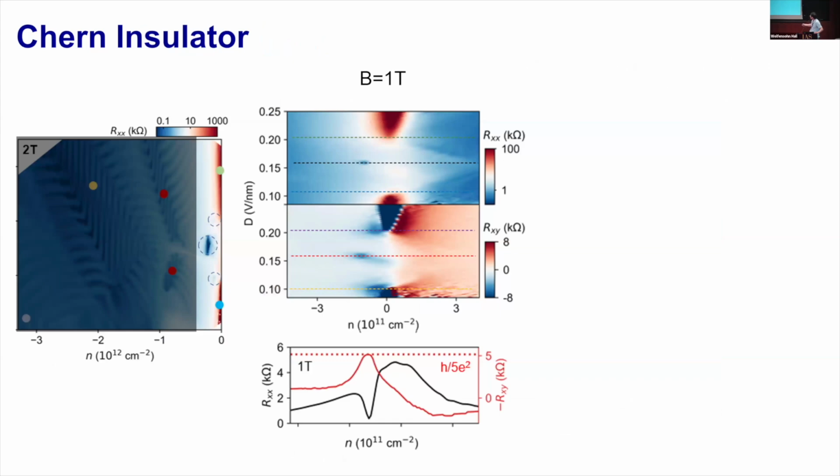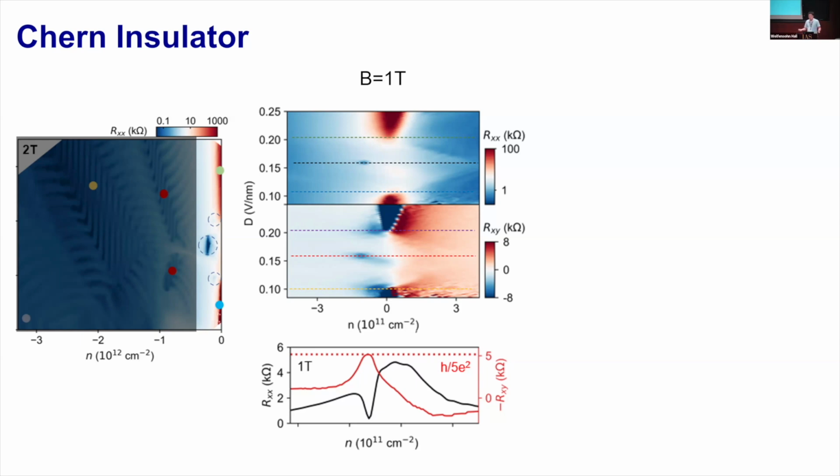In this case, I'm plotting the ND map. This is taken at 1 Tesla. This little dot here is what you were looking at here. This happens at a finite charge density, but the displacement field is in the middle of that phase transition. You can see, as a function of charge density, this state corresponds to Rxy quantized at h/5e squared, and the Rxx almost vanishes. So you've got 2 options.